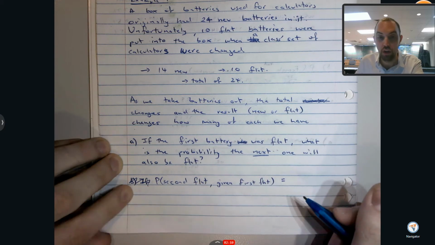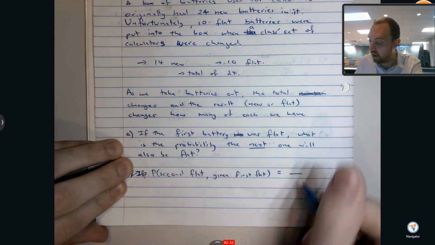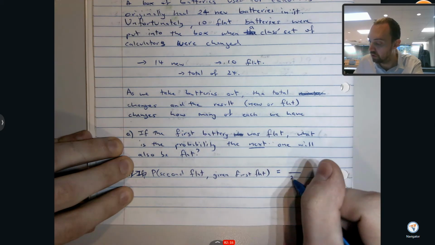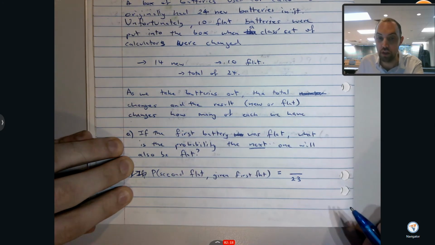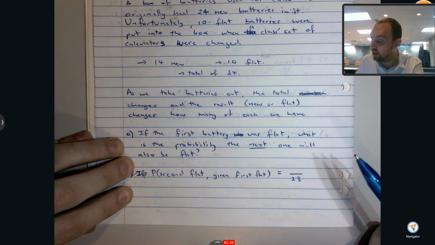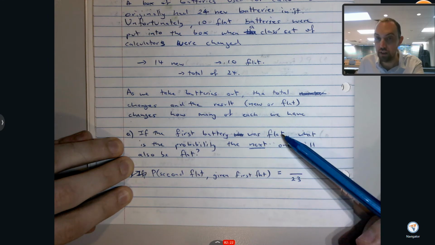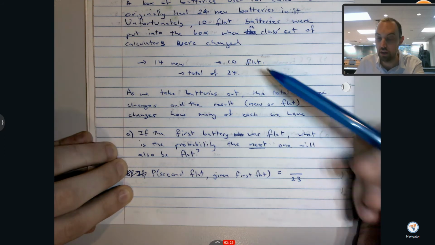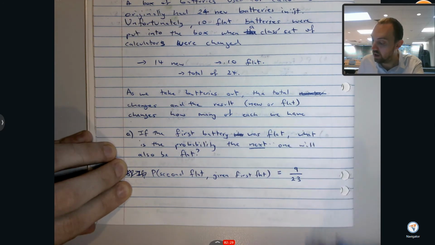So how many batteries are there after we've already taken out the first battery? Well, there was 24, so now there's 23. And the first one was flat, leaving 9 flat batteries left. So 9 out of 23 batteries. Let's try it a couple more times.